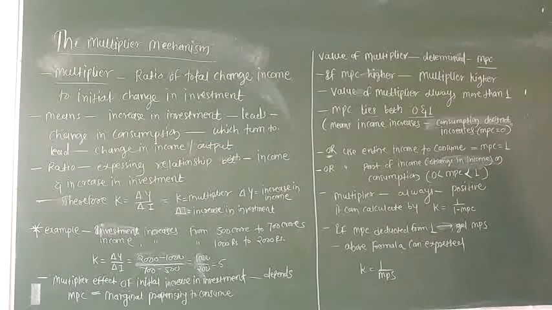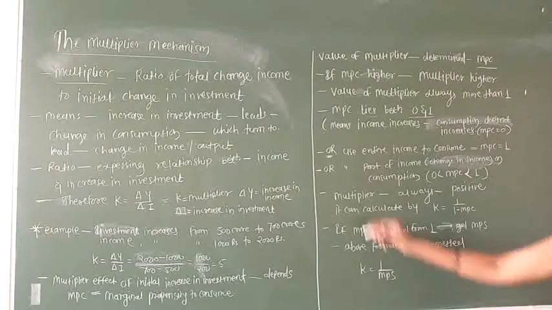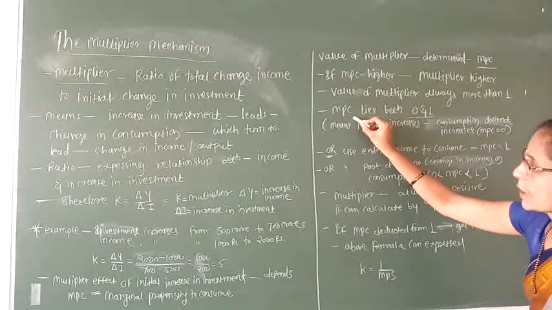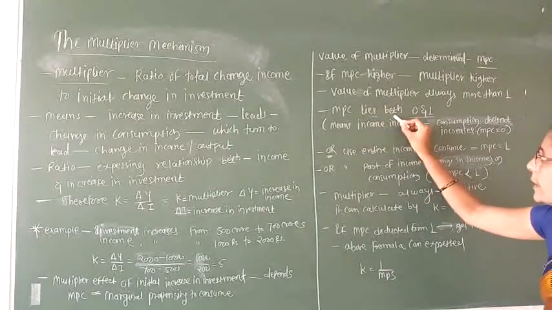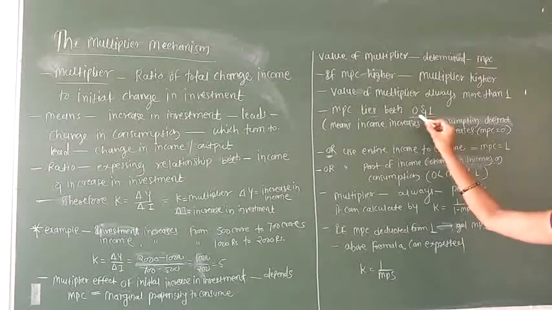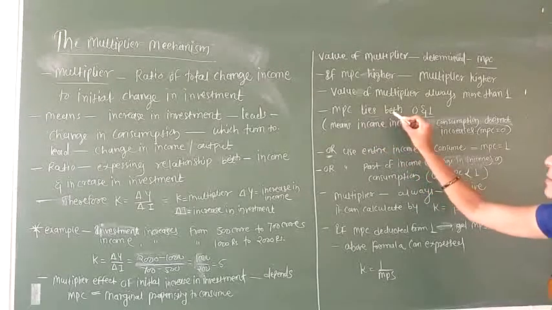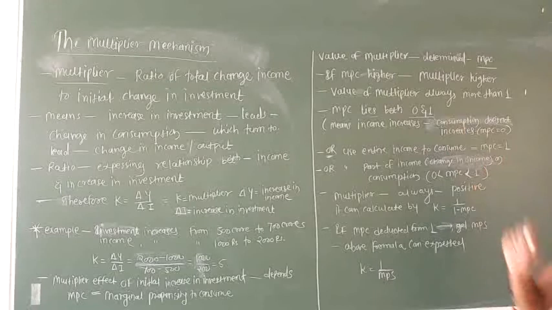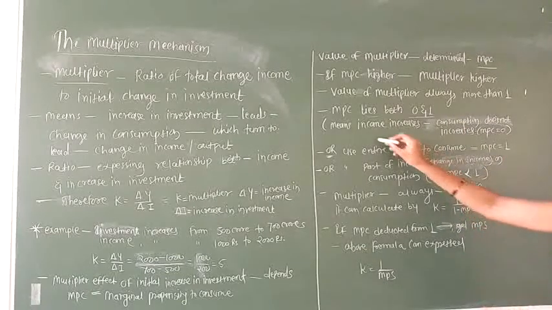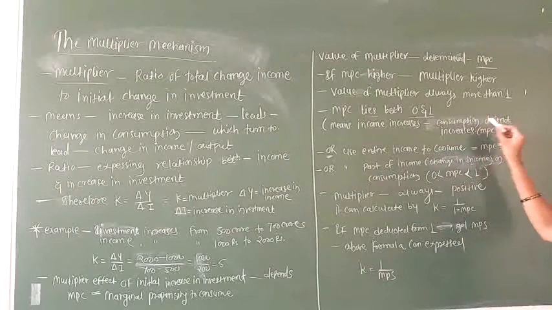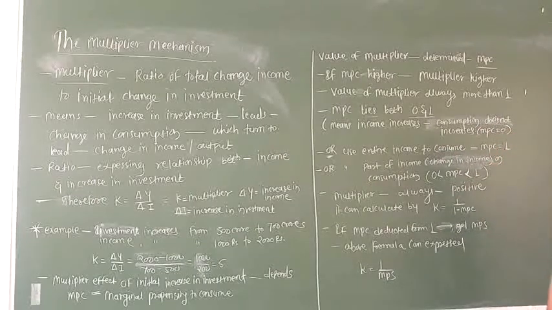In your examination, this question will be asked for 1 mark. Fill in the blanks or choose the correct answer. Marginal propensity to consume lies between, and they give the options. Within the options, you write the marginal propensity to consume lies between 0 and 1. If income increases but consumption does not increase, then the marginal propensity to consume is 0.